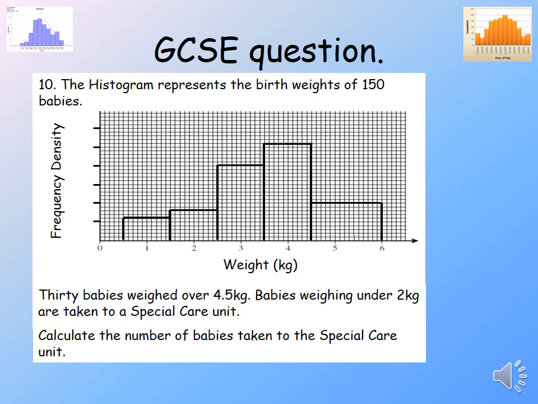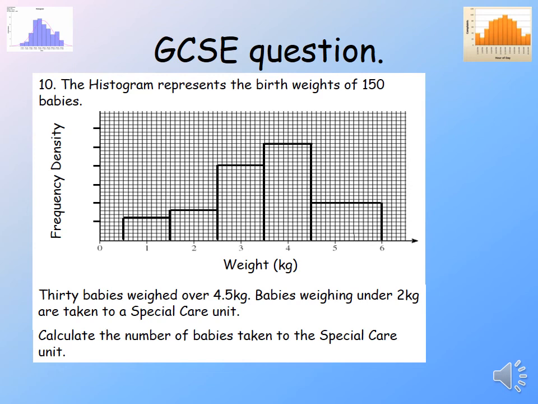But as always, I found a GCSE question for you guys to have a go at. So the histogram represents the birth weights of 150 babies. 30 babies weighed over 4.5 kg. Babies weighing under 2 kg are taken to the special care unit. Calculate the number of babies taken to the special care unit. So again, remember, we don't have the frequency density, so that needs to be worked out, and then we've got some calculations to do.